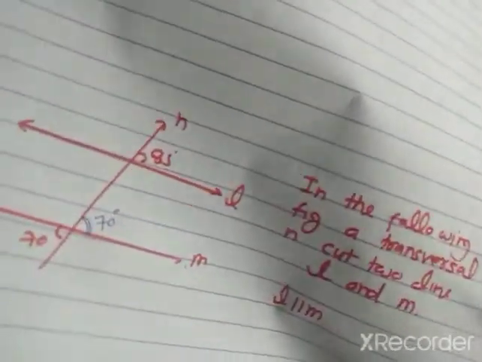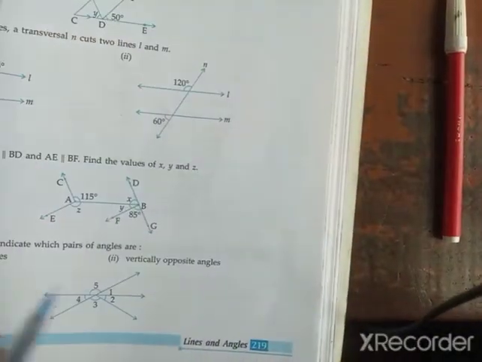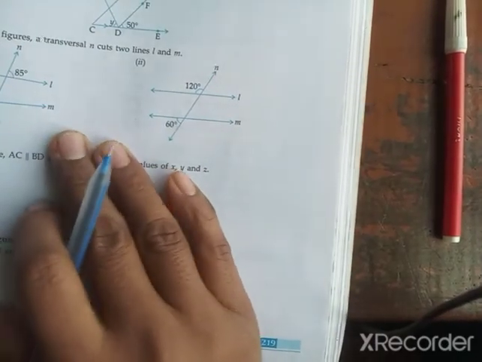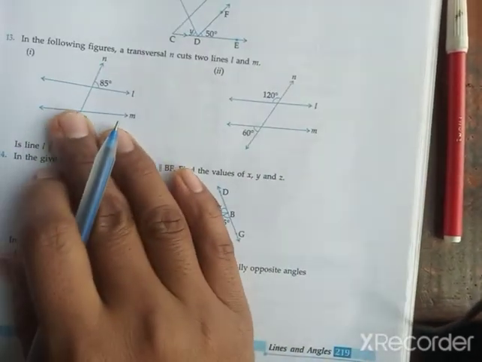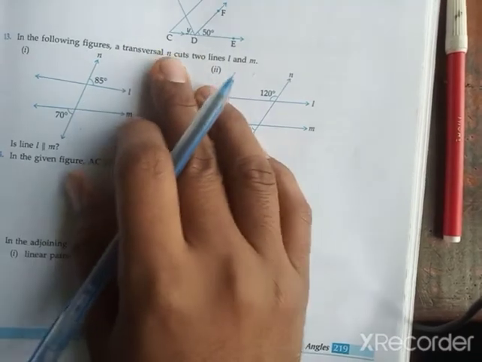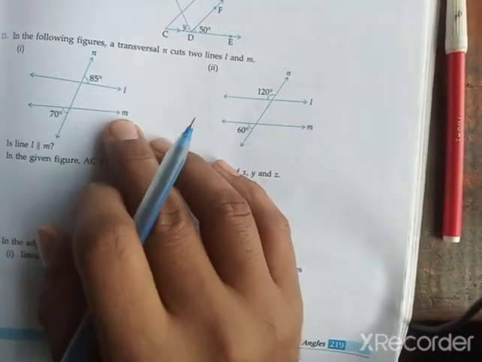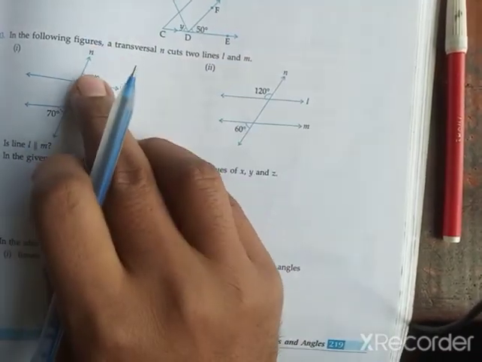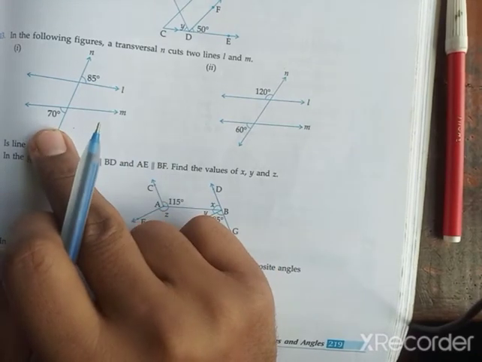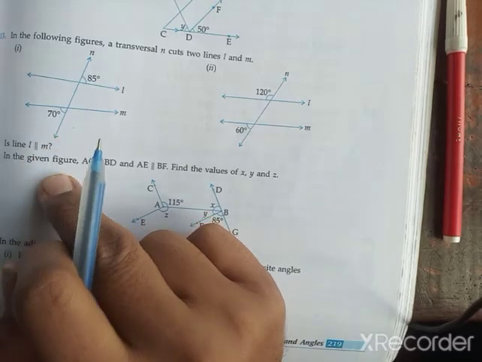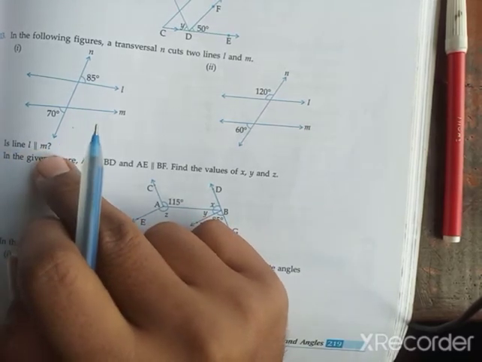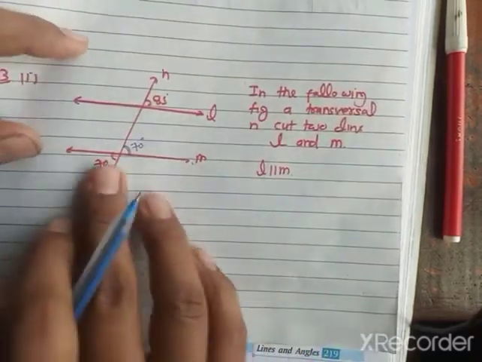Exercise 11.2, question number 13. In the following figure, N transversal cuts two lines L and M. N is the transversal. This is 85 degrees. This is 70 degrees. Are lines L and M parallel? Check it.